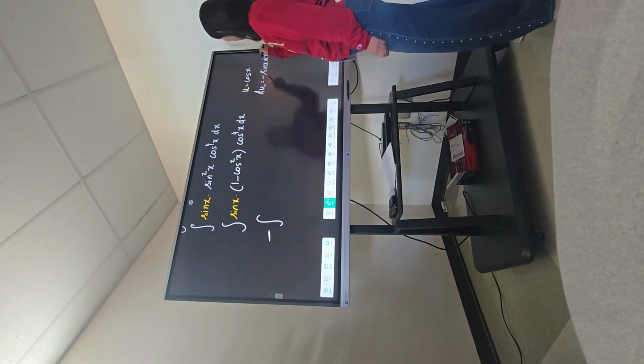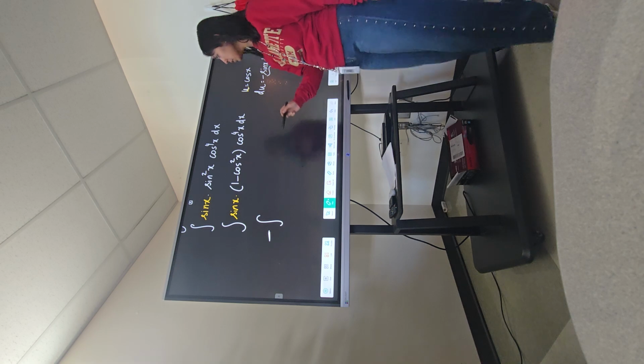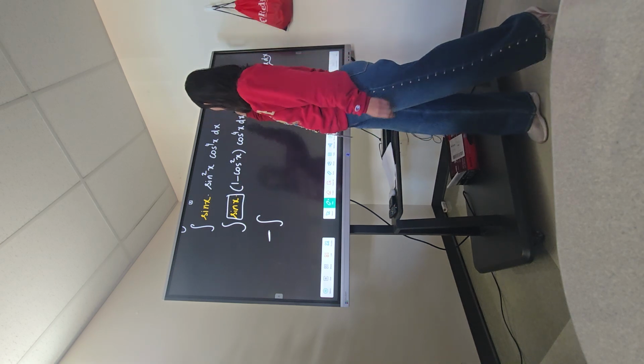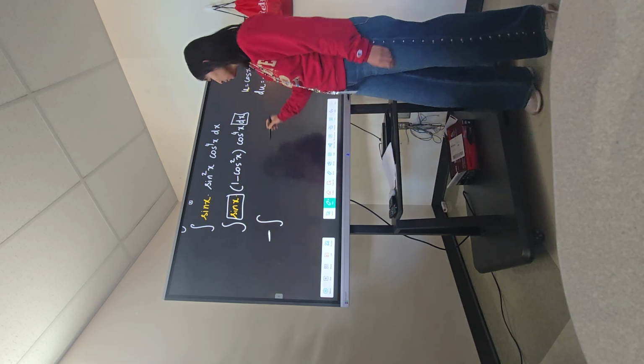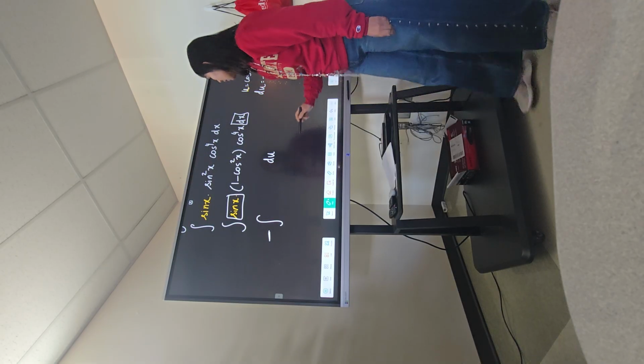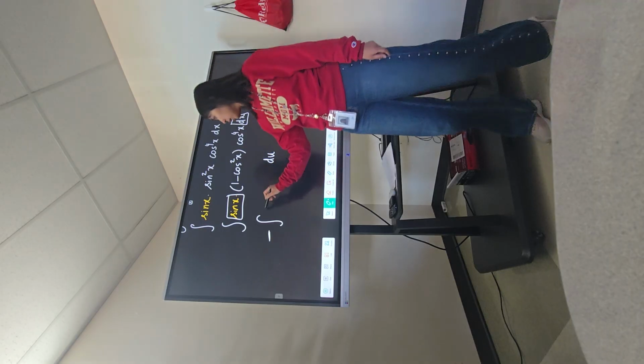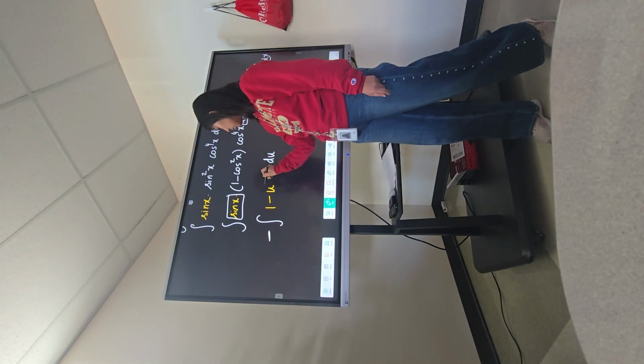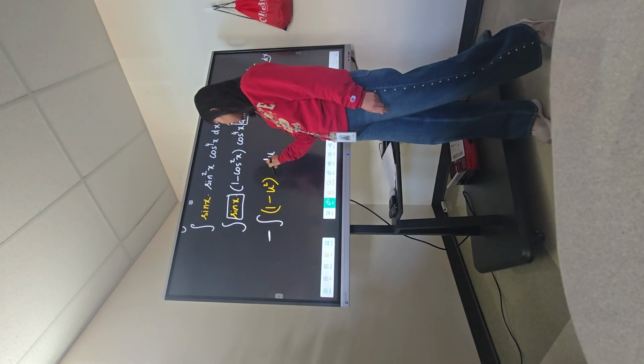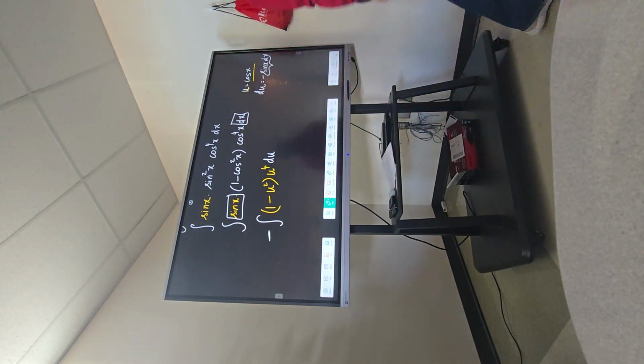Integral, sine x dx is replaced, the box is replaced with du. And then cosine x is getting replaced with u. All the cosines with the exponent will be replaced with u. Sine x dx is du. Okay.